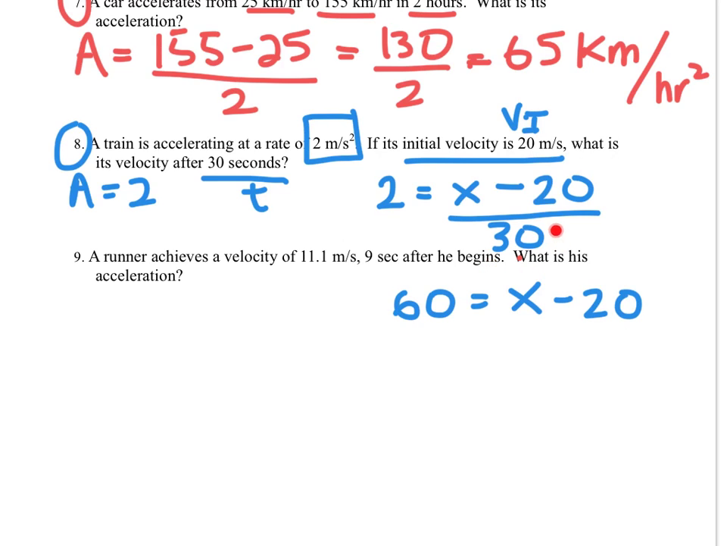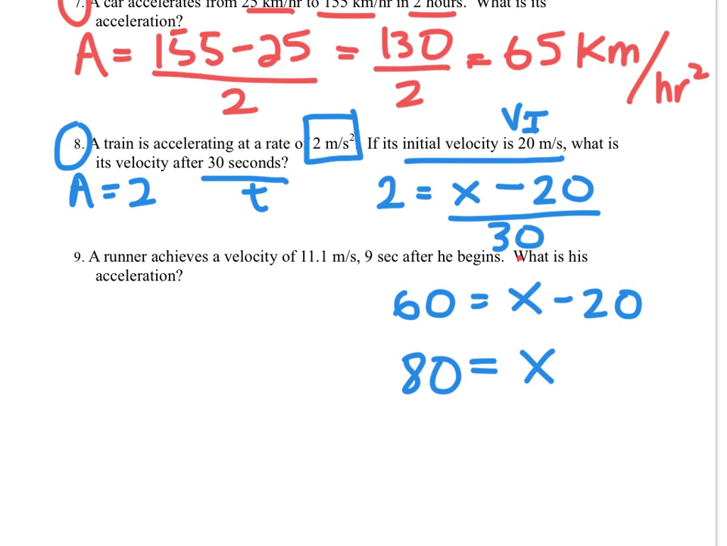So the 30 that's here, I'm bringing it over to this side of the equal sign. So 30 times 2 is 60. So I'm left with x minus 20. Again, I want to isolate the x. So I'm going to have x is equal to 80. What I did is I brought the 20 over to this side, and you remember you always do the opposite operation. So x is equal to 80.